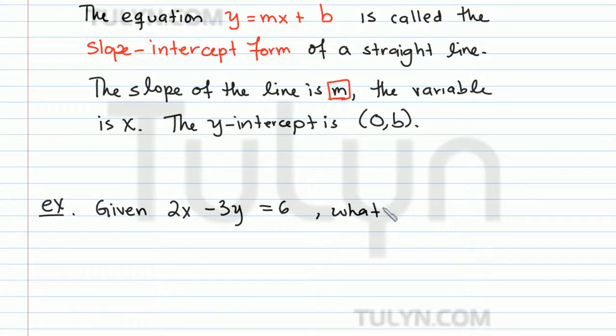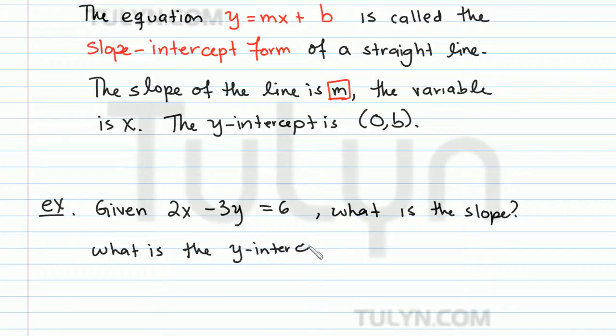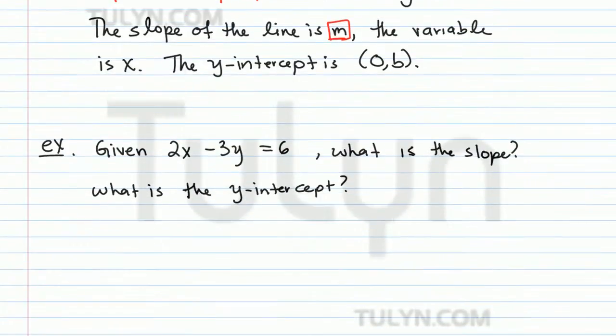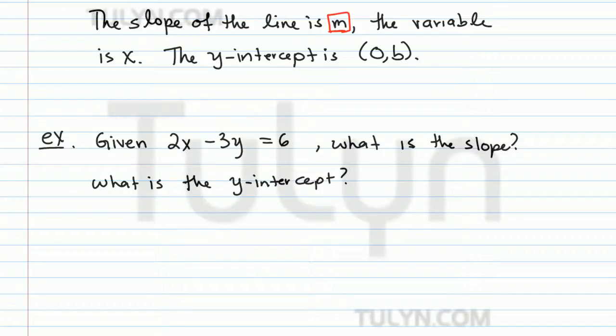Let's say I want to graph it, and we're not going to graph it, but in order to graph it, you need to know two things. You need to know the slope, and you need to know the y-intercept. So for this equation, in order to find the slope and the y-intercept, we should put this in slope-intercept form. So what we want is for this to look like y is equal to mx plus b.